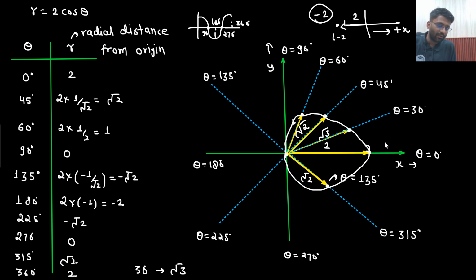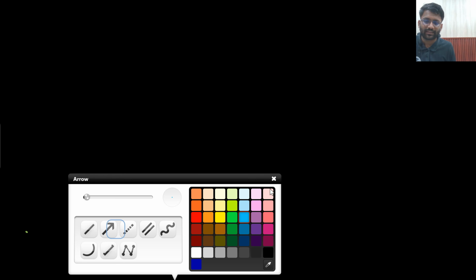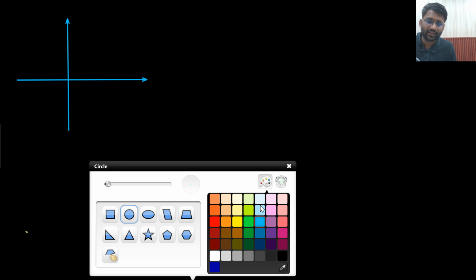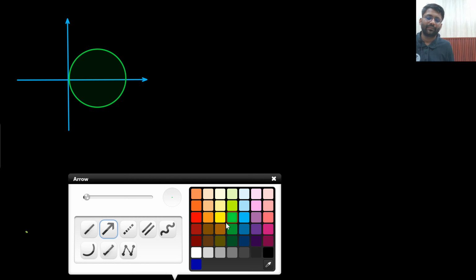The circle we have got, but the circle has been made only in the positive x direction. So what kind of circle will you get? This kind of circle we will get. Let's make a fair structure. So if I make a fair structure, then the fair structure would look somewhat like this. This kind of a circle we will end up getting.